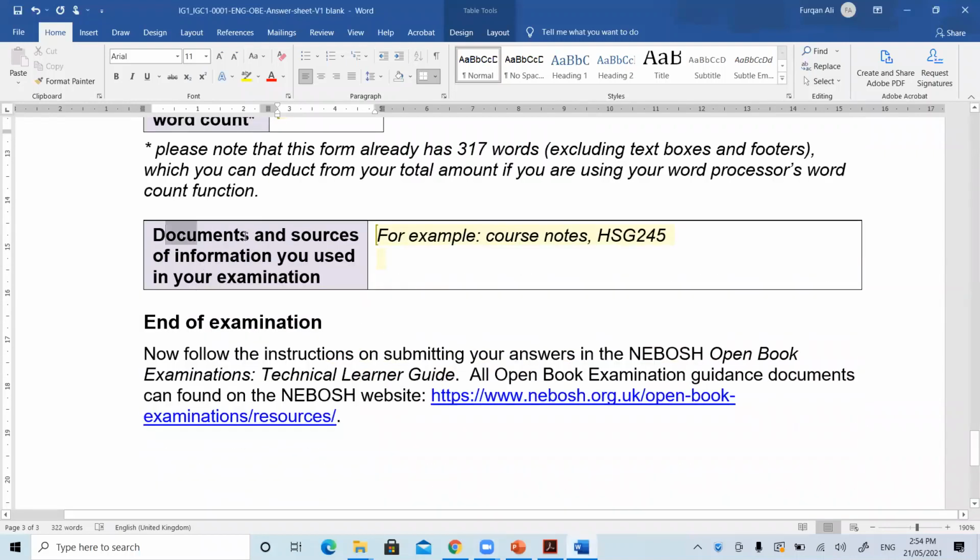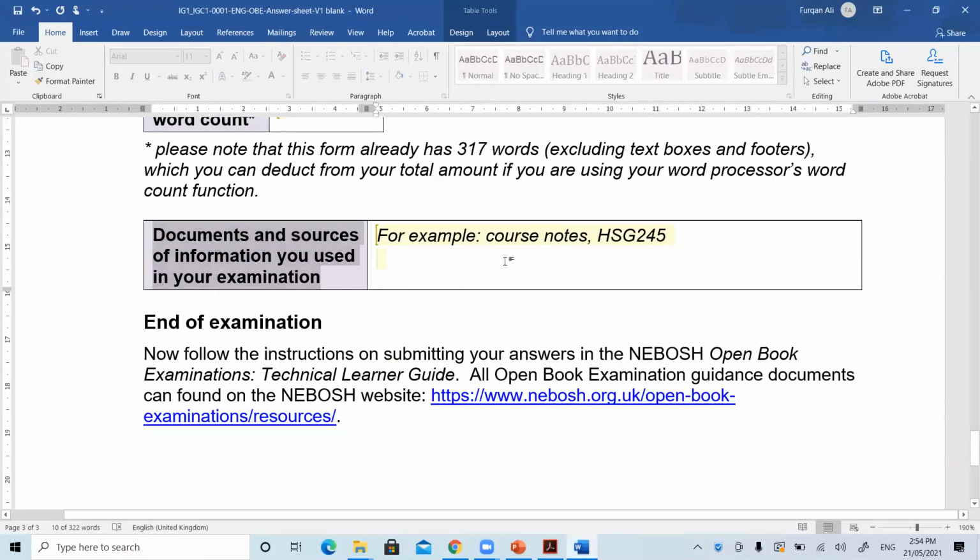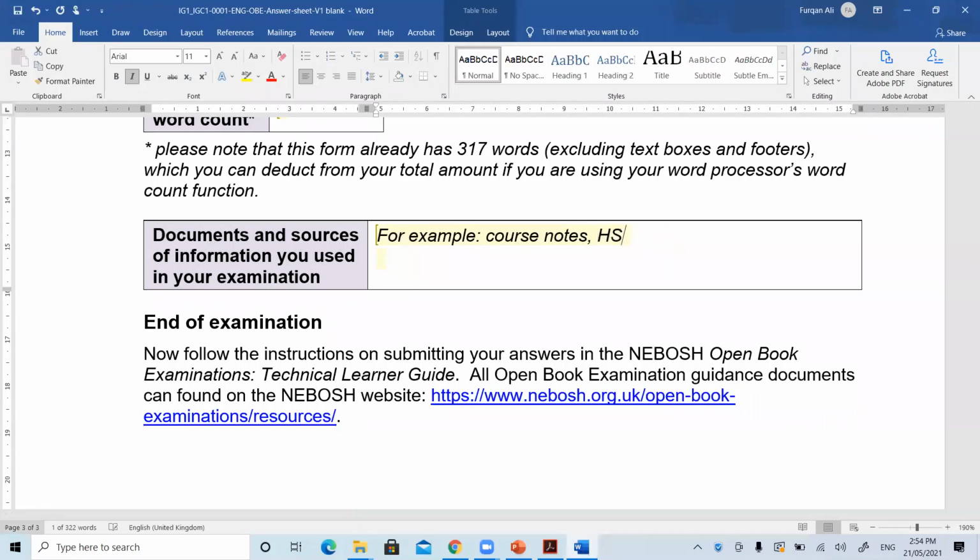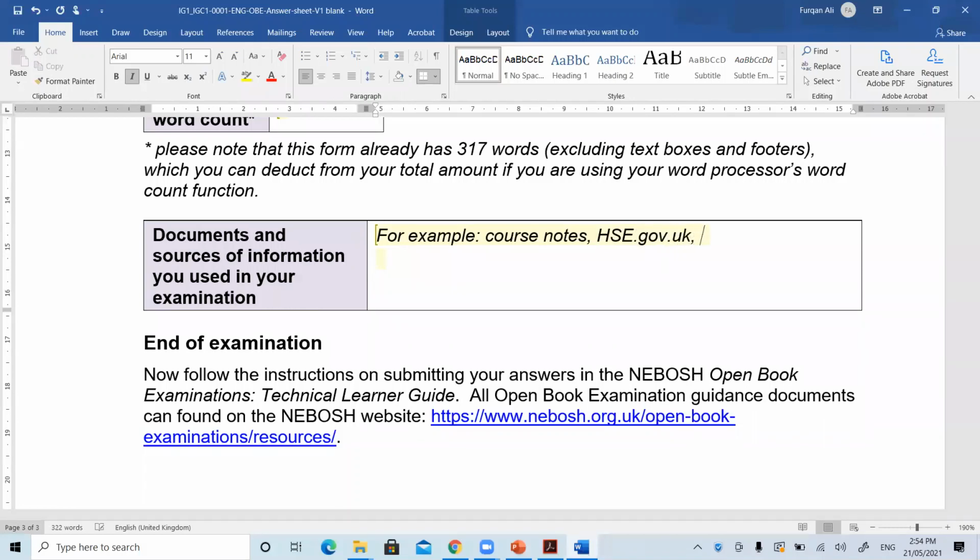Then you just mention your documents and sources of information that you use for the examination. Just write your course notes, HSG, hse.gov.uk, ilo.org. Two or 3 references will be more than enough. But don't worry about this. Nobody has been failed for not writing the appropriate references. This does not carry any marks, but just mention a few references that you used.